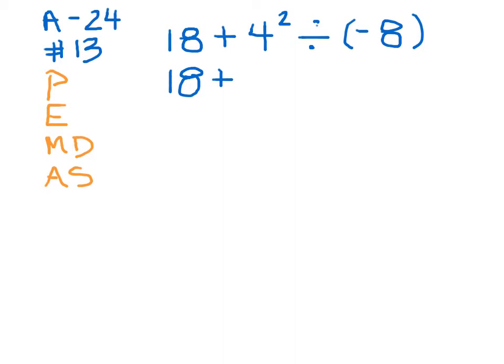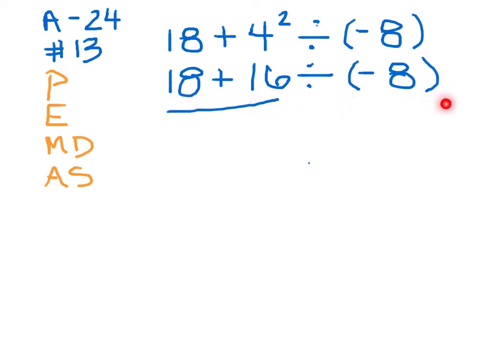So 4 squared is 4 times 4, and 4 times 4 is 16. So I'm going to say 18 plus 16 divided by -8. Okay, and I look and I see that I don't have any more exponents to do. So the next thing I do is I look for multiplication and division. Well, that's addition, so I can't do that. And the next thing is division. So I'm going to do my division next.